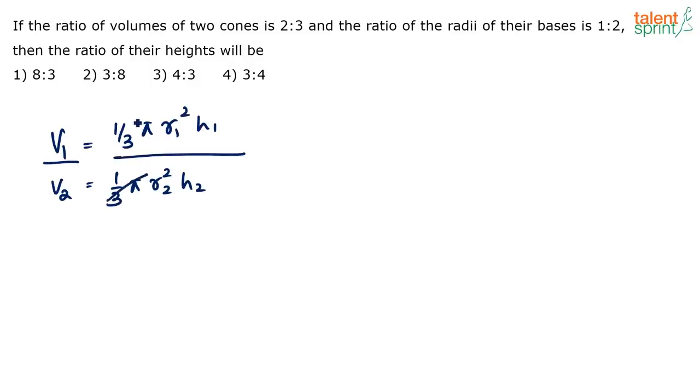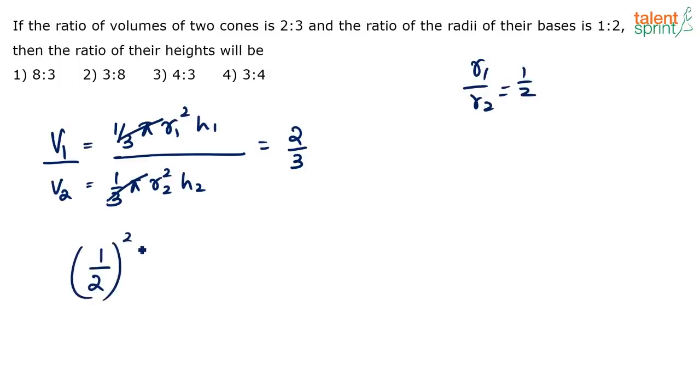So when I find v1 by v2, these are common terms which get cancelled. I know v1 by v2 is equal to 2 by 3, and I know R1 by R2 is equal to 1 by 2. So here I have R1 squared by R2 squared. So that is nothing but 1 by 2 the whole squared into H1 by H2, that is equal to 2 by 3, or H1 by H2, that is equal to, here 2 squared is 4, right? So if I take it to this side, I'll have 8 by 3. That is option 1. It is 1, right? 8 is to 3 is your answer.